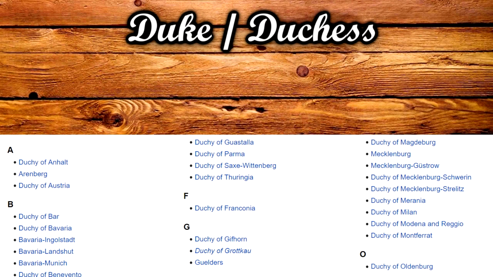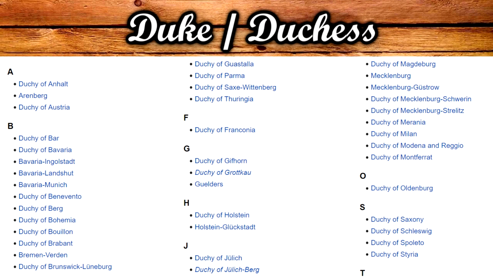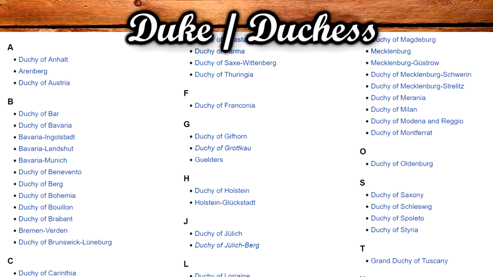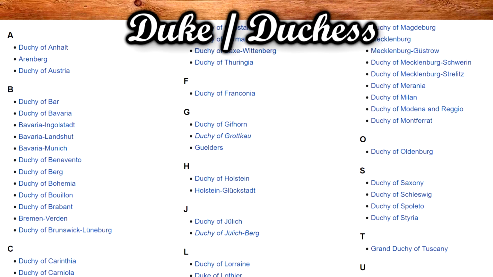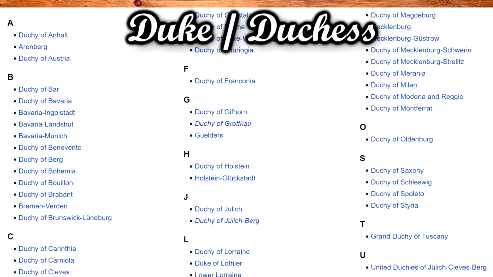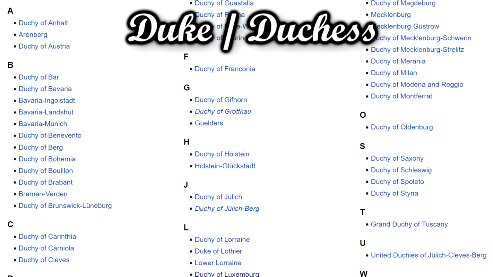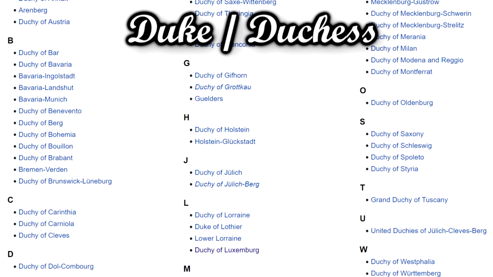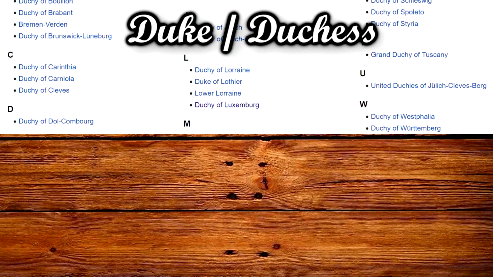The duchies that we're talking about today were similar to the previously mentioned grand duchies, but they were smaller. There are no duchies of this rank left today, but historically there were a lot of them. You can see some on screen right now. Most of them were part of the Holy Roman Empire.